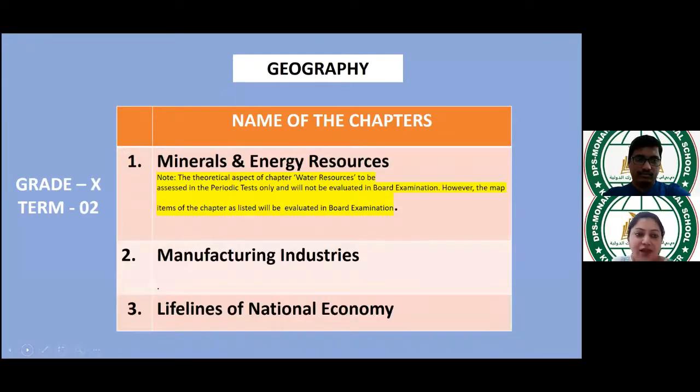Next, grade 10, term 2. There are 3 chapters again: minerals and energy resources, manufacturing industries, and lifelines of national economies. Similar to the previous ones, for the chapter minerals and energy resources, the theoretical aspect is only to be evaluated in the periodic test, whereas map work will be evaluated in the board examination.